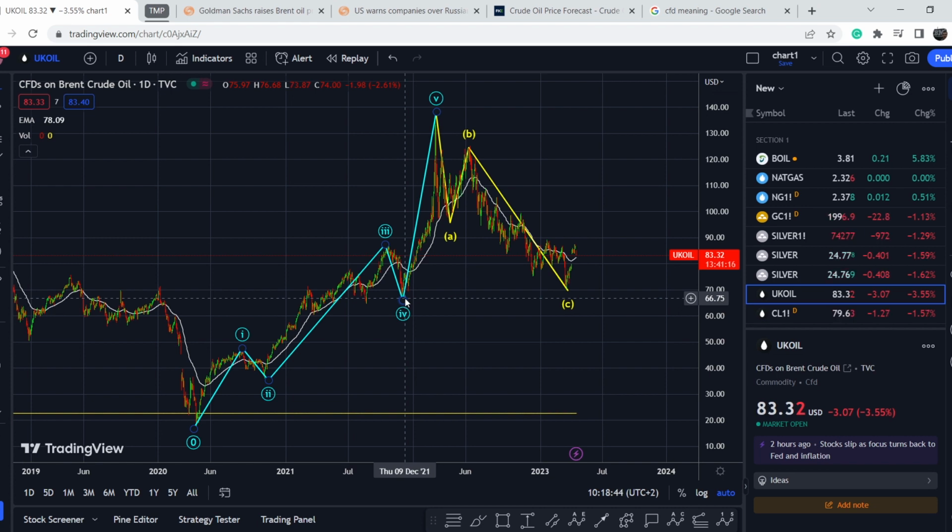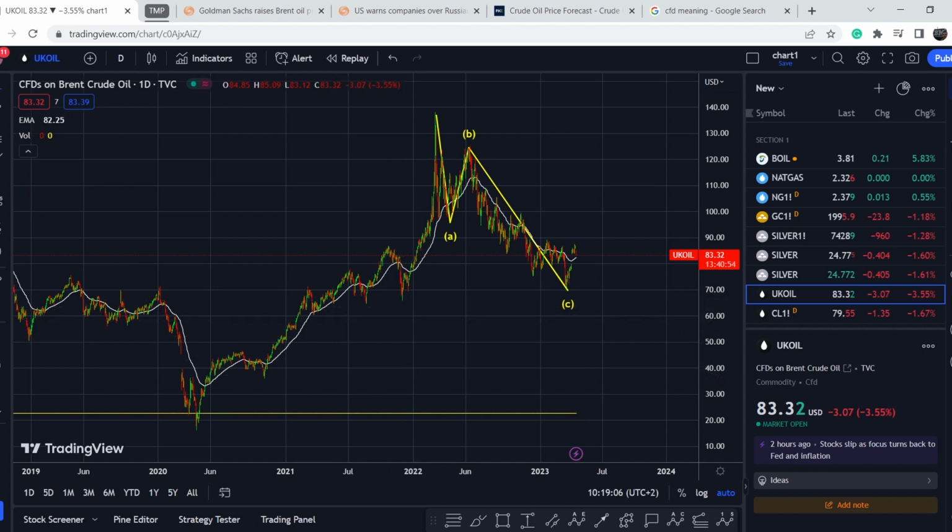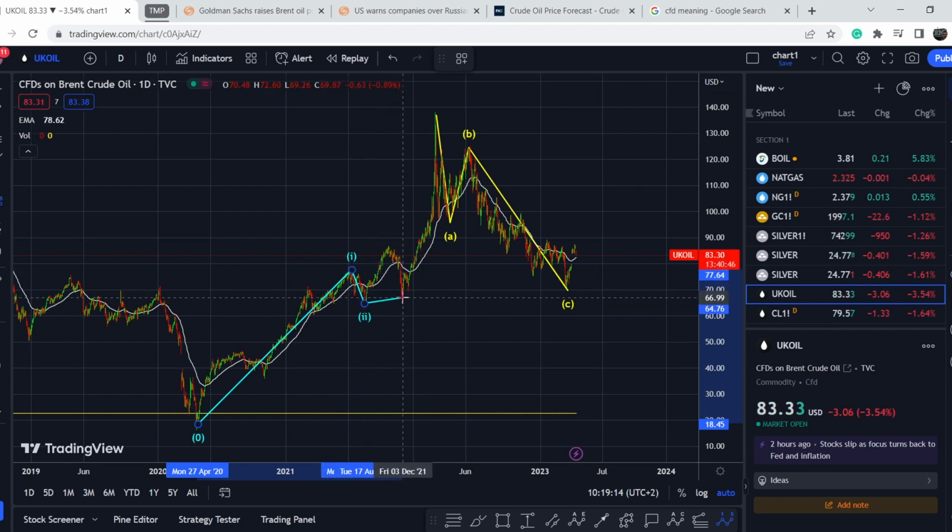So what might be the case? We might have a different count, probably. Let me delete this tool right now. We might have 1, 2, 3, 4, 5. This is our first wave. This is our second. 1, 2, very deep 2 wave. 3, 4, and a truncated fifth wave as the third wave. And here is the very deep retracement.